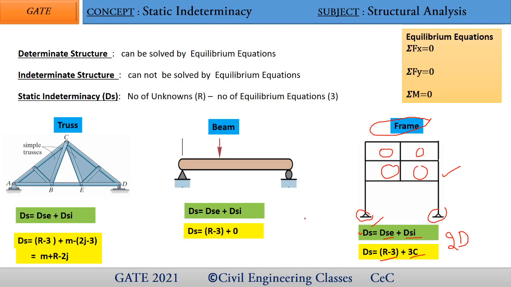If you take a space frame, that is a 3-dimensional frame, then the equation will become r minus 6 plus 6 into C. So this is the formula for static indeterminacy of a space frame, that is a 3-dimensional frame structure.